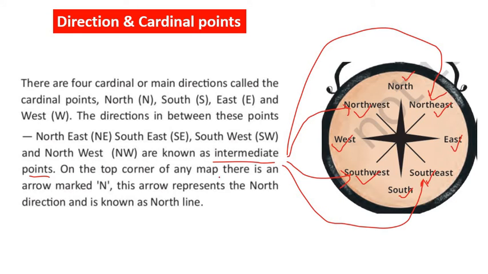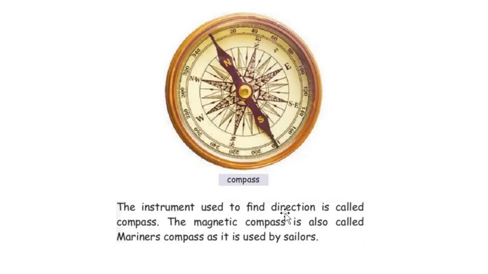Now on the top corner of any map there is an arrow marked N. This arrow represents the north direction or the north line. So if you see a map, nothing else is written, just this symbol and just N. You will have to understand that this is the north direction, and you have to remember this, and from there you will be able to find the other directions.